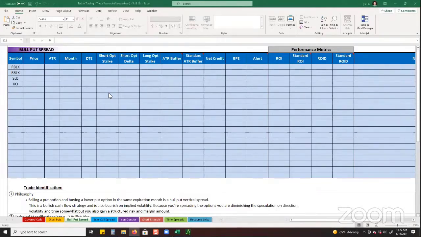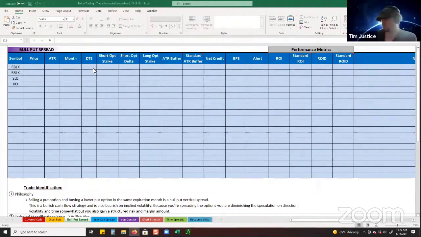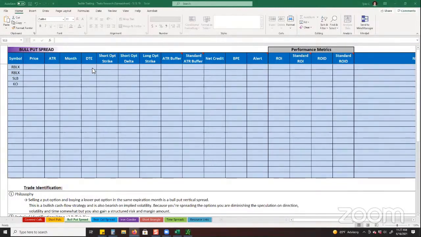You just put that in. And so today, what's the July expiration, 30 days from now? 30. Okay, so it'd just be 30 days on the monthly, right? Short option strike is the strike price on the delta we're selling. Short option delta, you fill it out with a fraction. If it says 16, you write in 0.16. Long option strike is the strike price you're buying to create the spread.